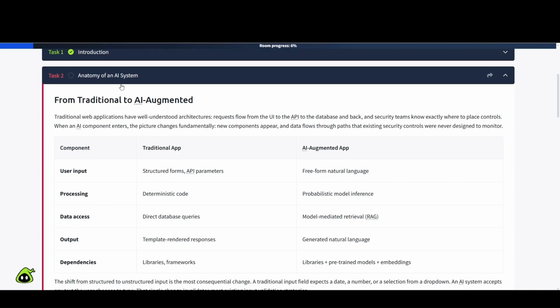Task 2, Anatomy of an AI System. From traditional to AI-augmented, traditional web applications have well-understood architectures. Requests flow from the UI to the API to the database and back, and security teams know exactly where to place controls. Where an AI component enters the picture changes fundamentally. New components appear, and data flows through paths that existing security controls were never designed to monitor.